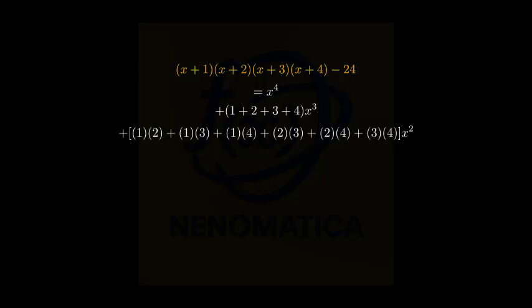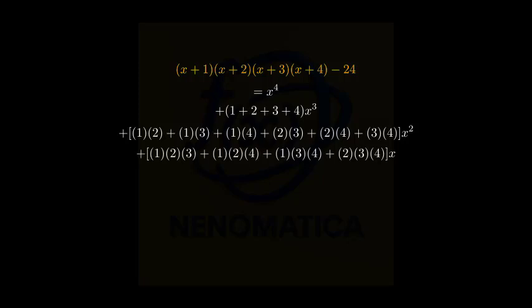For the x term, we need to consider all the ways to get x by selecting the x term from exactly one bracket and the constant terms from the other three brackets. This gives us 1 times 2 times 3, plus 1 times 2 times 4, plus 1 times 3 times 4, plus 2 times 3 times 4, times x. Let's calculate. 6 plus 8 plus 12 plus 24 is equal to 50.